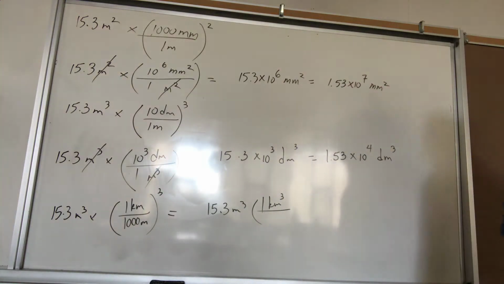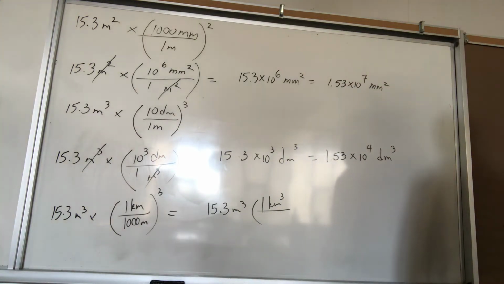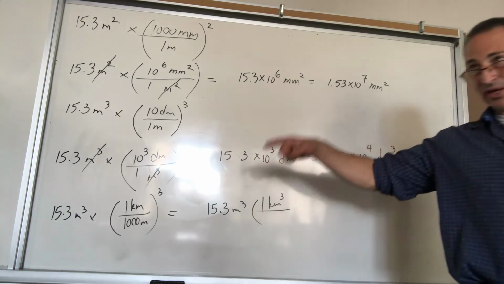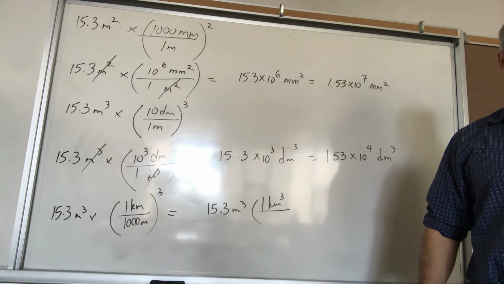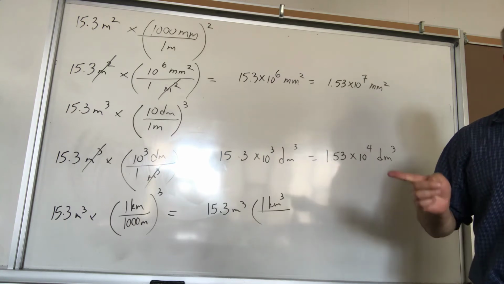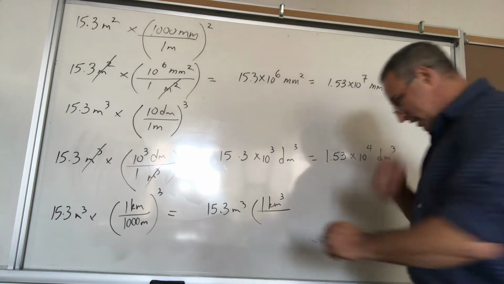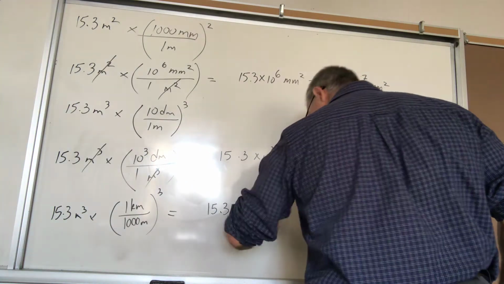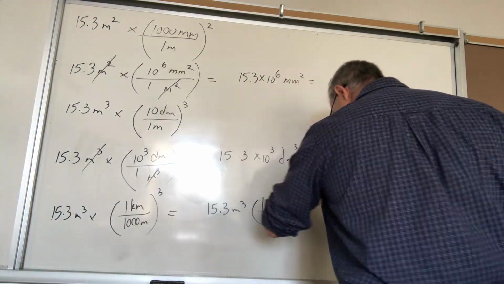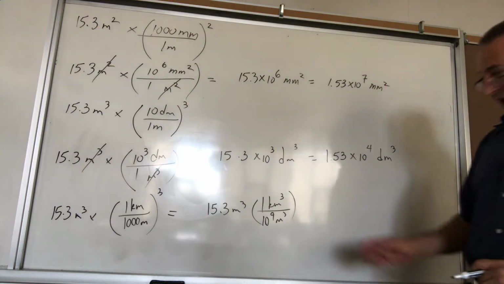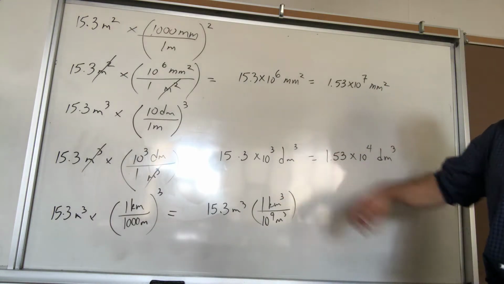What's another way of saying 1,000? 10 to the power of 3. What happens when I raise 10 to the power of 3 to the power of 3? Multiply them. Good. You get 10 to the power of 9. All right? And then the meters becomes to the power of 3. There's your bracket with the cube distributed into it.